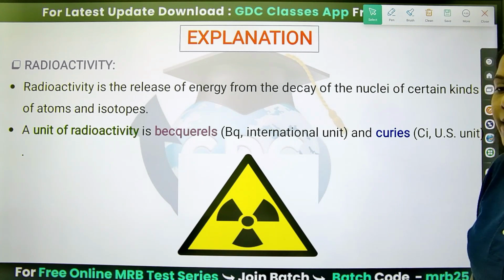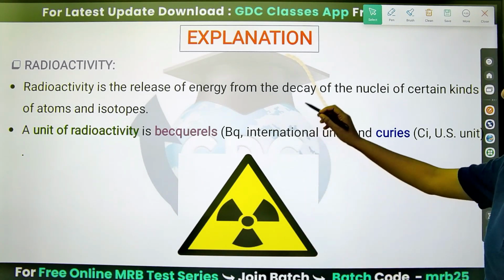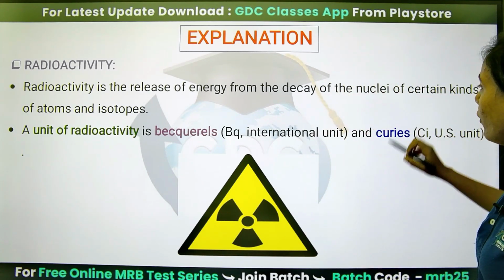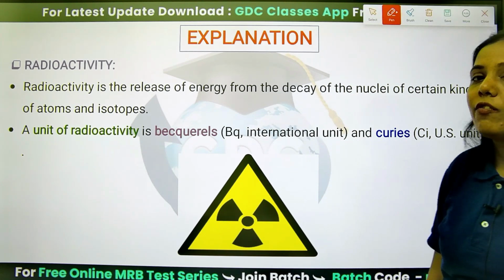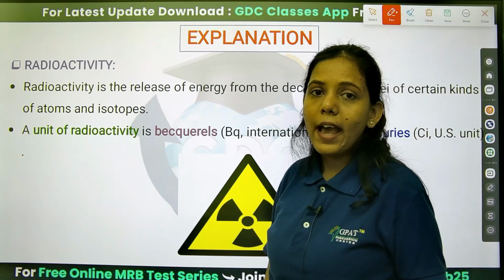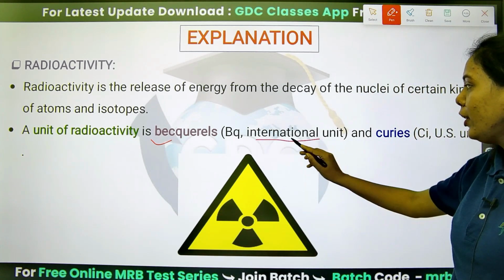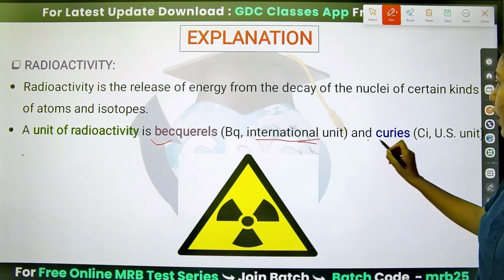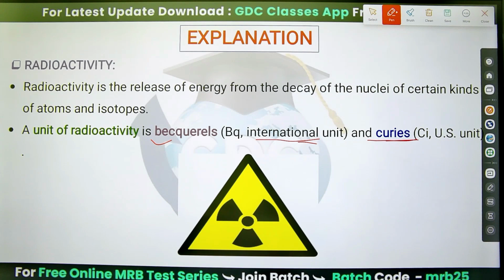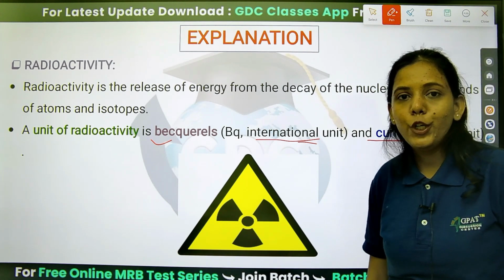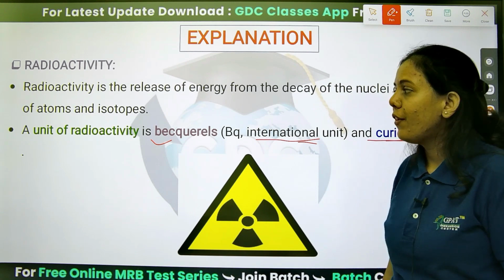So radioactivity is nothing but the release of energy from the decay of the nuclei of certain kind of atoms and or the isotopes. And the unit is becquerels, that is the international unit, and curies, that is the US unit. So two units are there, becquerels and the curie. These are the units of radioactivity.